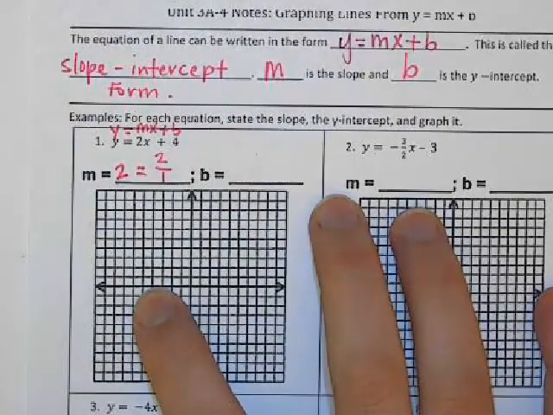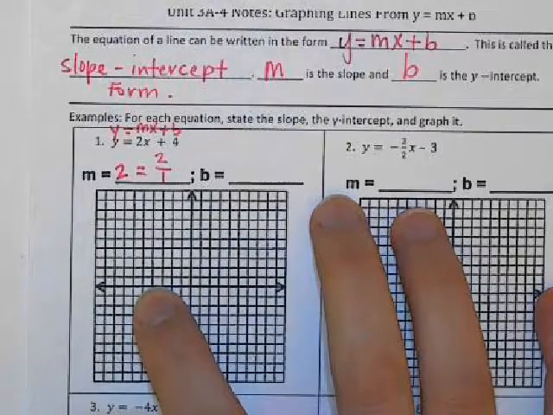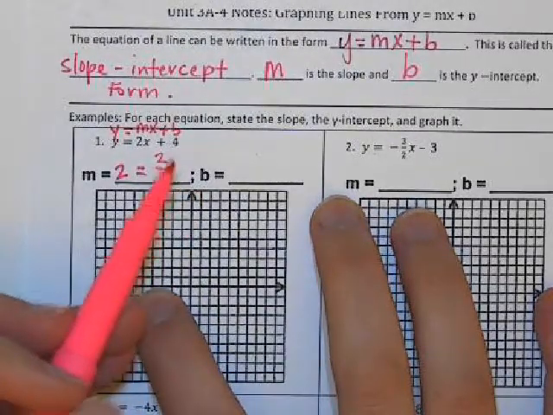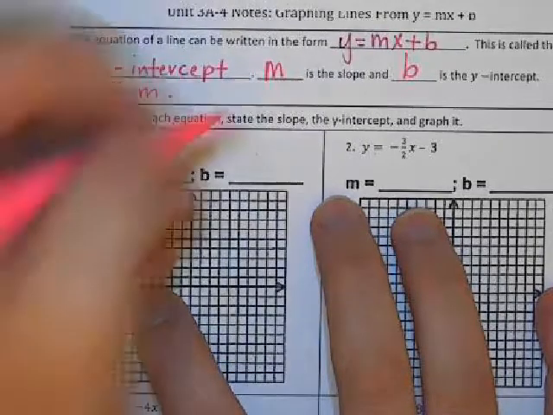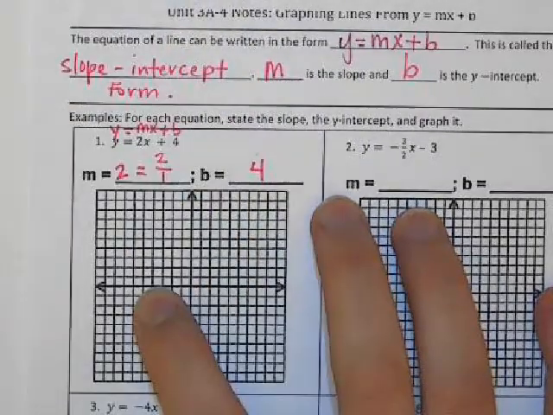B stands for y-intercept. What number is in the b spot? A positive 4. So my b is positive 4.